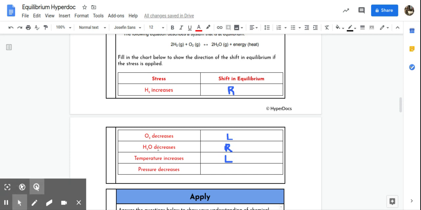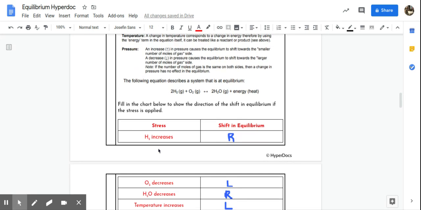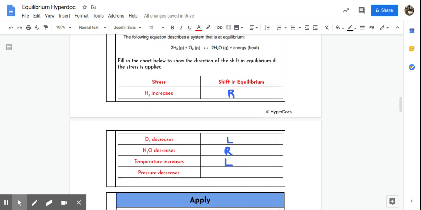And then our last one is pressure. Pressure decreases. A decrease in pressure causes equilibrium to shift towards the larger number of moles of gas. We already counted the moles of gas here. We said we had 3 on this side, 2 plus 1, and then we had 2 on this side. So if we decrease the pressure, we're going to shift towards the larger number, which is obviously 3. So we would go towards the reactants, or to the left.